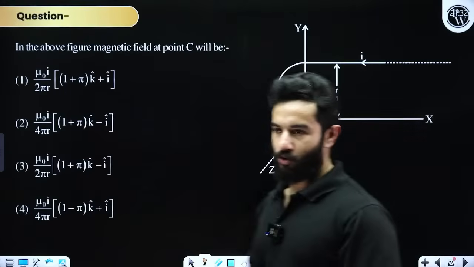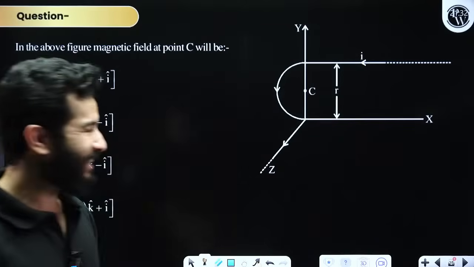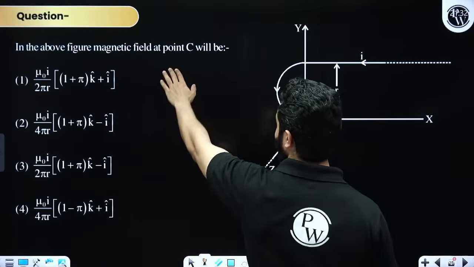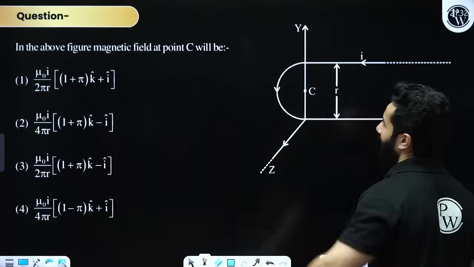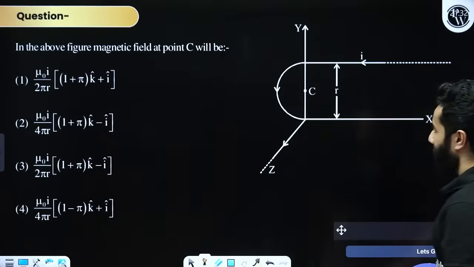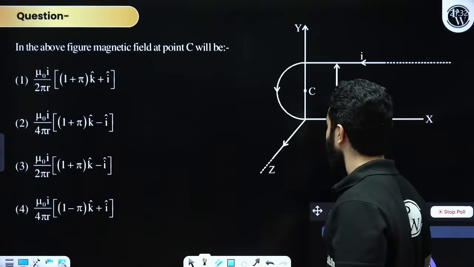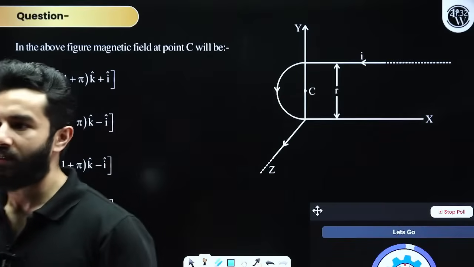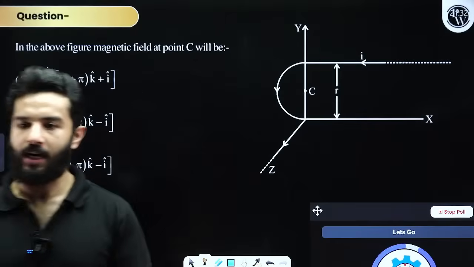Chalo, now let's solve this particular question. This is also a nice question. You need to find out the magnetic field at center C, at point C. Let's start. 90 seconds, let's begin. You have to find out the magnetic field at center C. Come on. Start.